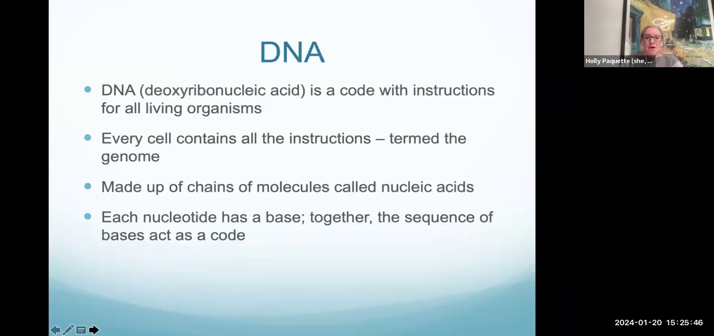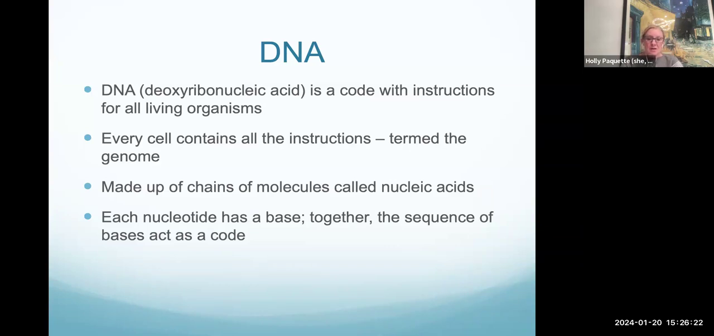So we're going to start out talking about DNA, and DNA is an abbreviation for deoxyribonucleic acid. It's a molecule that when we have nucleotides that are joined together, we form these long double helixes of DNA. DNA's whole function is a code with instructions for all living organisms. So every cell in your body contains DNA that has the code for those cells to do the processes and structures that they need to be that cell.